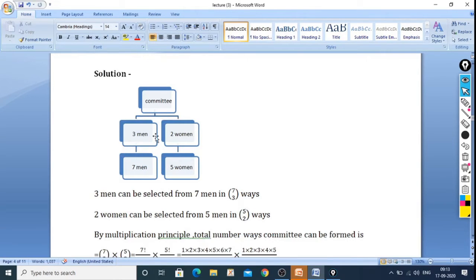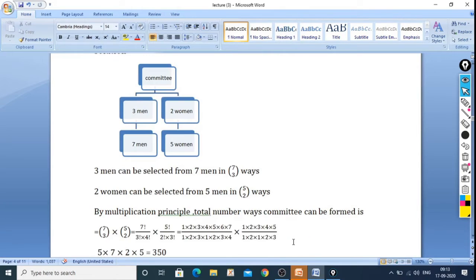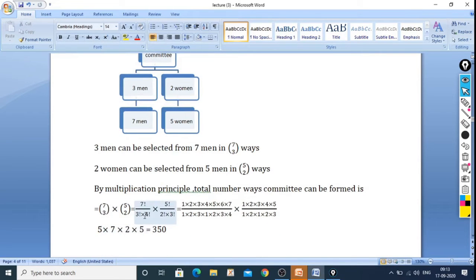And we want both men and women. So since 'and' is there, by multiplication principle, total number of ways the committee can be formed is this 7C3 into this 5C2. So apply the formula for combination. 7C3 is 7 factorial upon 3 factorial into 7 minus 3, that is 4 factorial, into this 5C2, which is nothing but 5 factorial upon 2 factorial into 5 minus 2, that is 3 factorial. Now 7 factorial you can write as a product from 1 to 7. 3 factorial means product of 1 to 3.